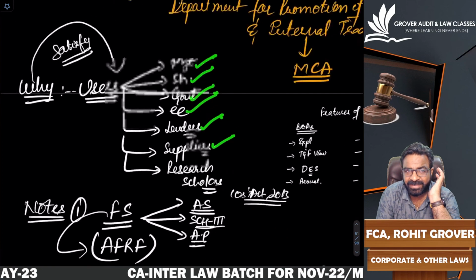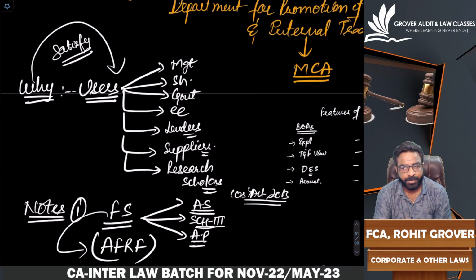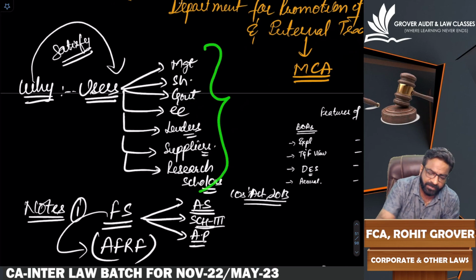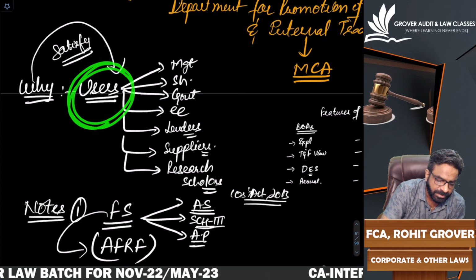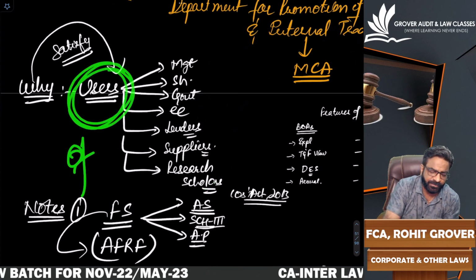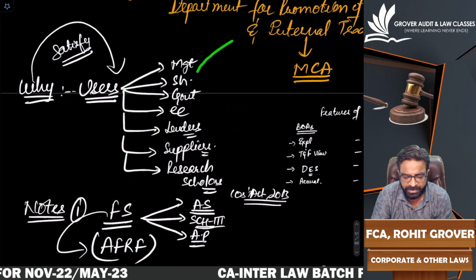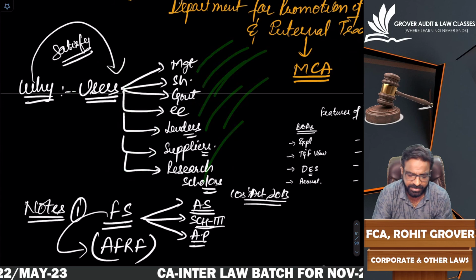So like that, there are so many users, for which financial statements are mandatory, because so many people are waiting for your financial statement. So what are these called? They are called users. Users of financial statements. Who are the users? Management, shareholders, government, employees, lenders, suppliers, research scholars, right?